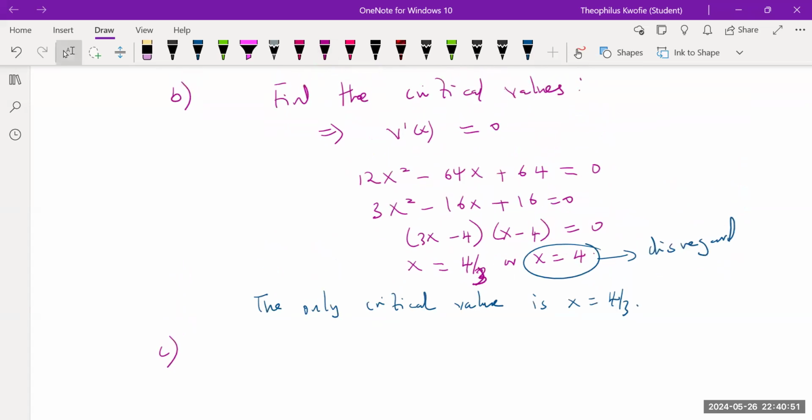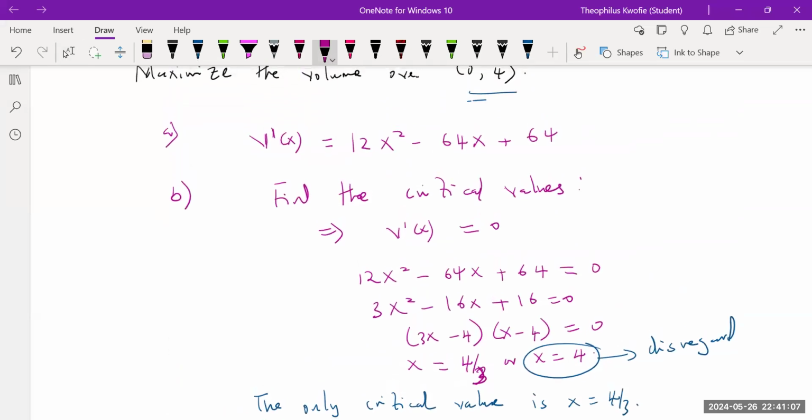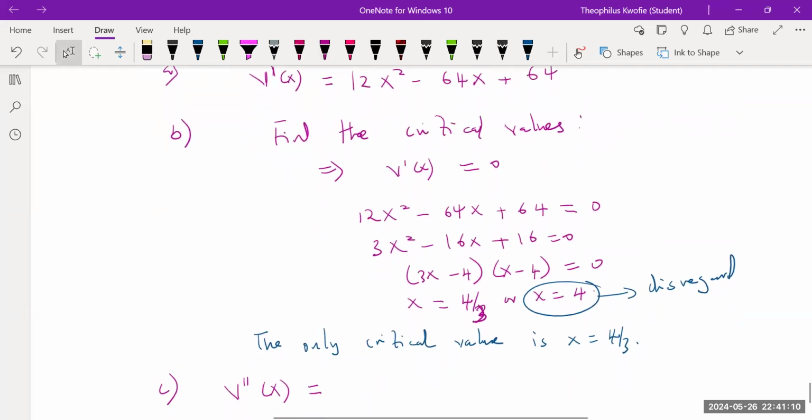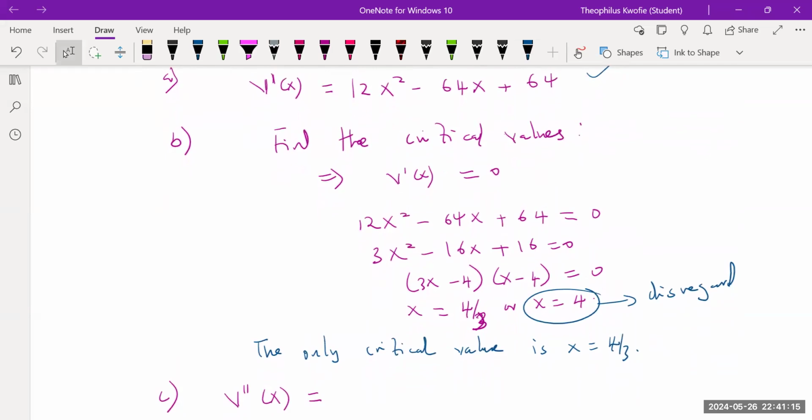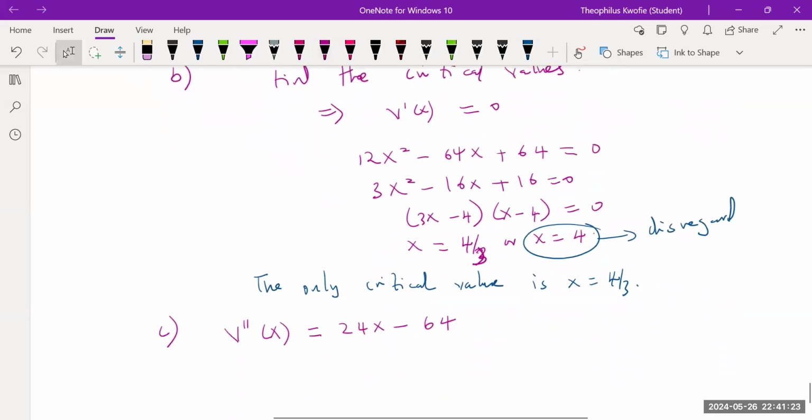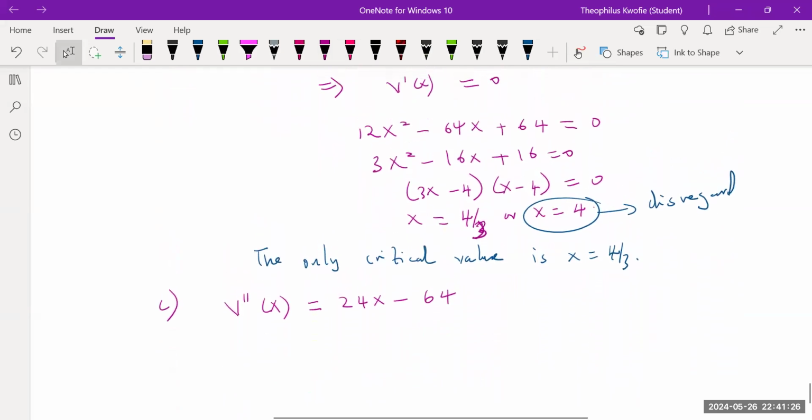So with principle 2, it just means that we're going to have the second derivative, right? So with principle 2, we find the second derivative. And what will be the second derivative? Remember, the first derivative is this. So we are using this. The second derivative will be 24x minus 64. Very good. And we said that we are going to evaluate this second derivative at the critical value, right?